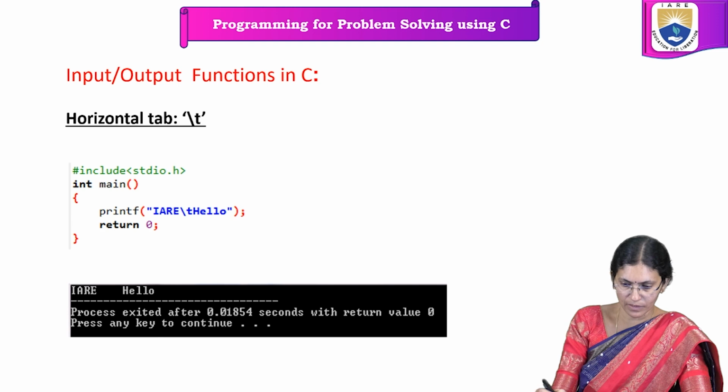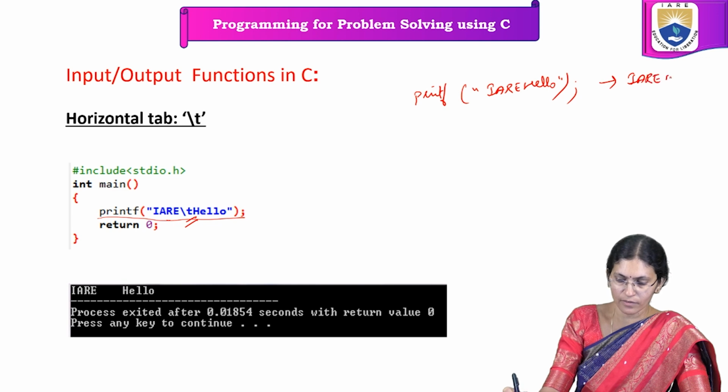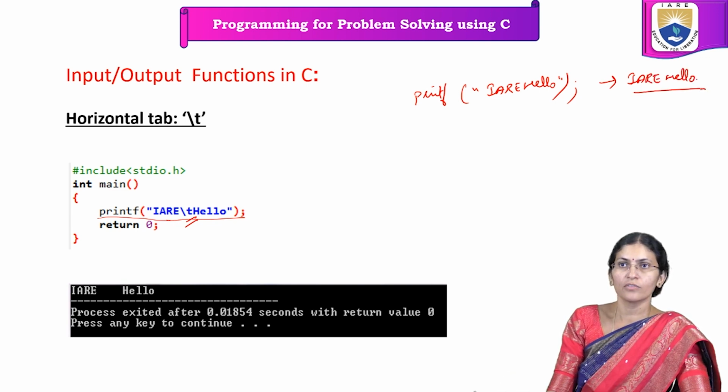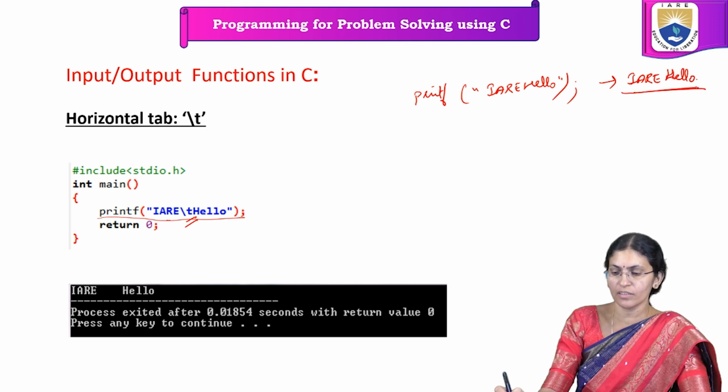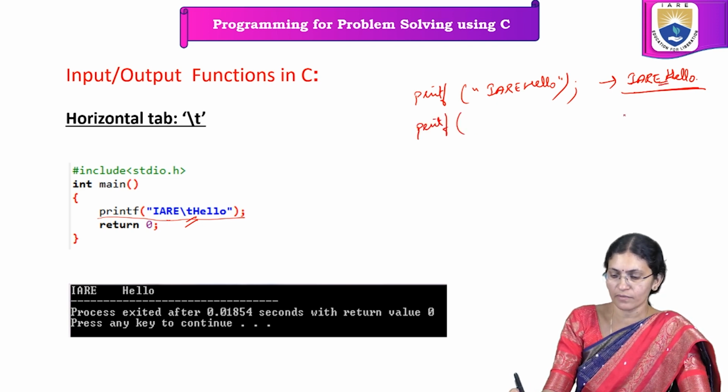Next is horizontal tab. So horizontal tab is used to introduce a horizontal tab in the text. So here in the printf statement, without the horizontal tab, if you write printf IARE hello, the output of this will be IARE hello. So here you can see that the readability, the output is not presented in a structured manner. So in order to present the output in a structured manner, what we do is here after IARE, we have to introduce some spaces.